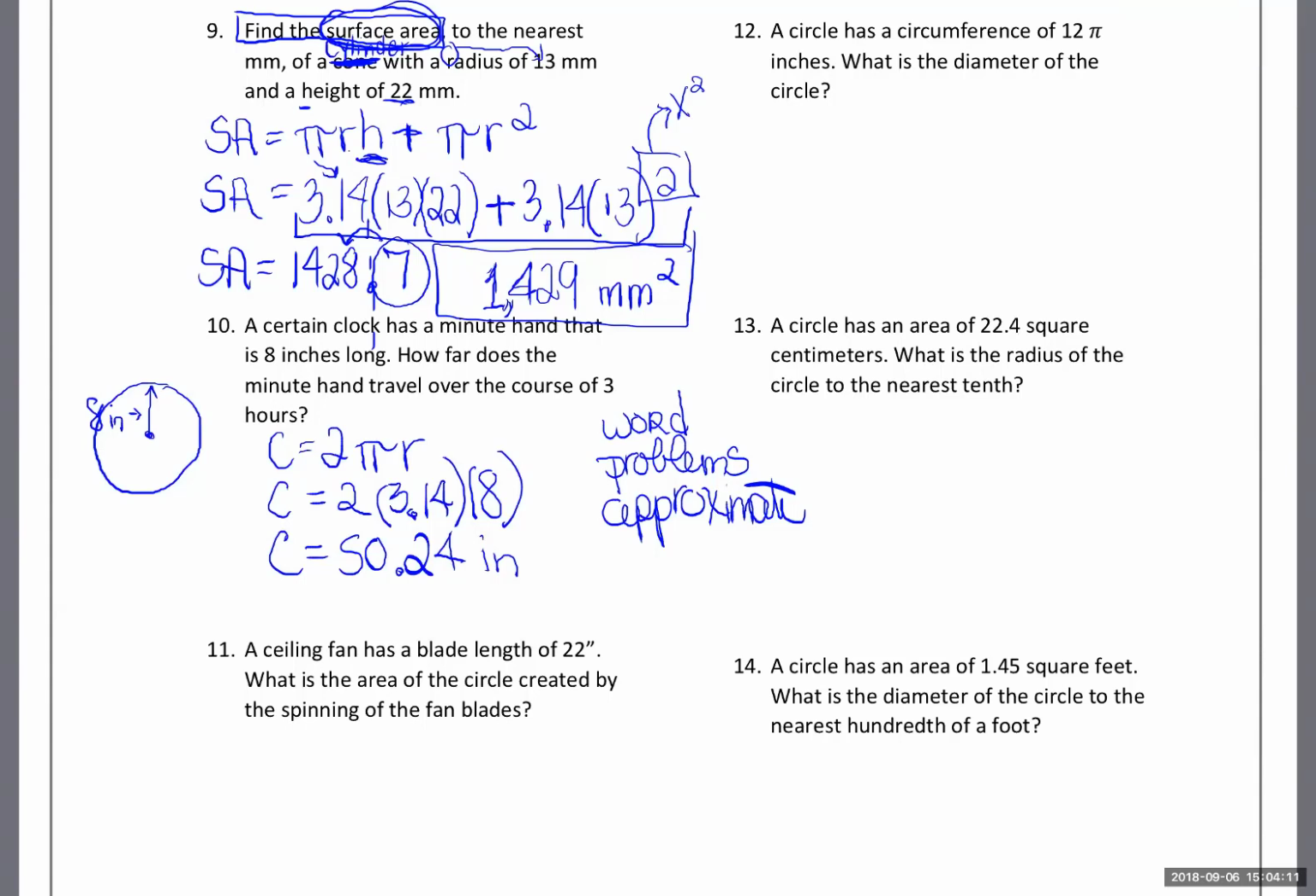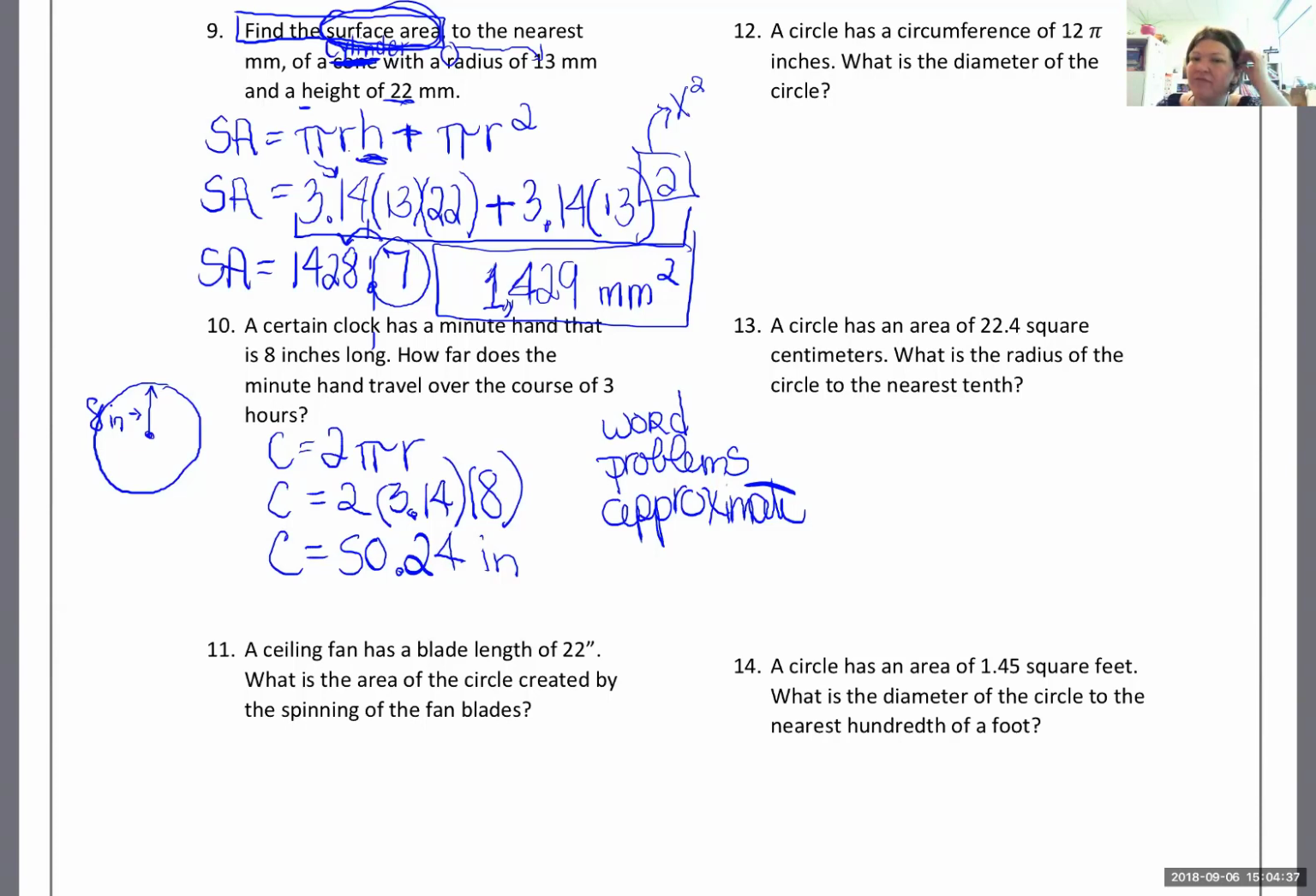Is it really inches? It is really inches. Circumference is a linear measurement. Go back and reread that problem. What did I forget to deal with? 3. Right, exactly. My minute hand traveled 3 hours, meaning it did that circle 1, 2, 3 times.